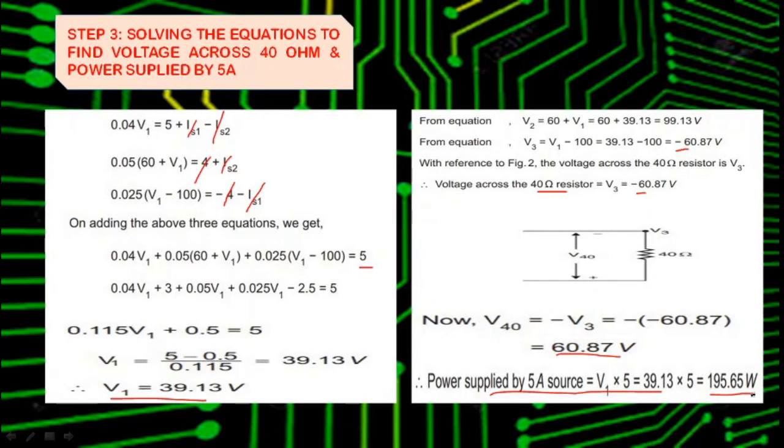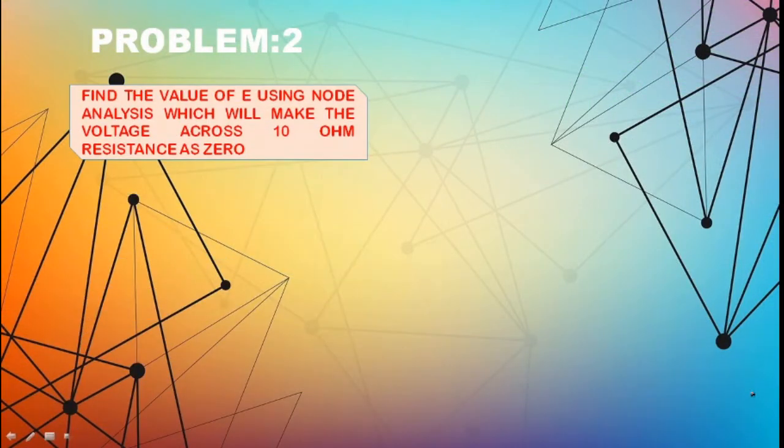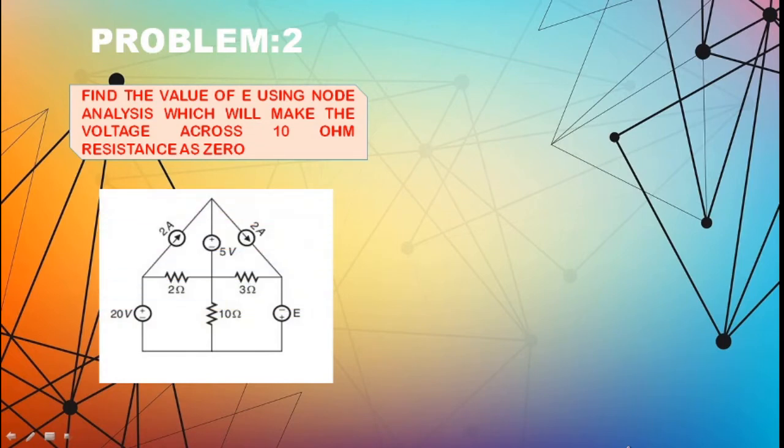Now let us see one more problem using supernode analysis. The problem here is to find the value of E using node analysis, which will make the voltage across the 10 ohm resistance 0. So here, this is the circuit given.